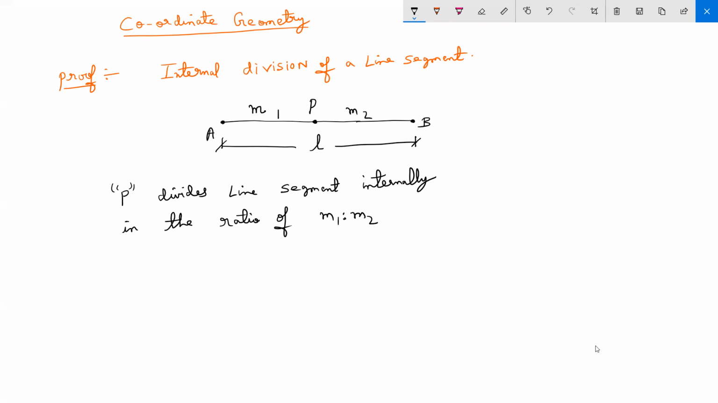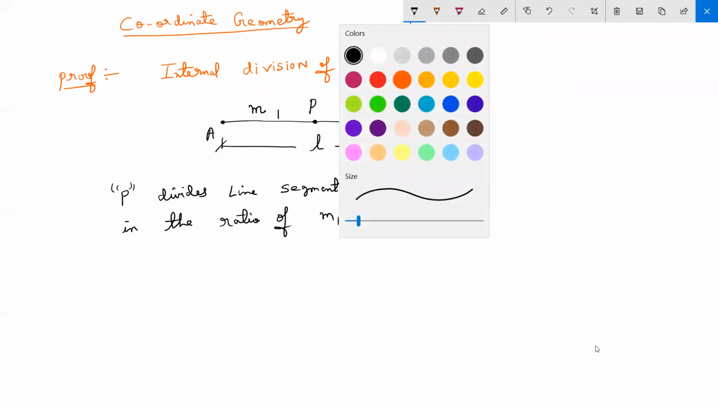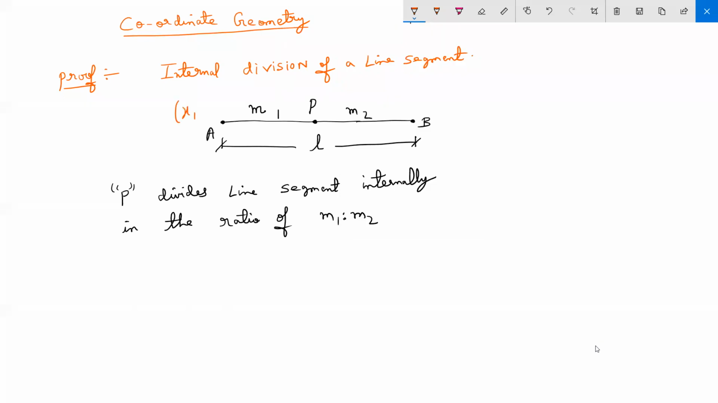Now the coordinates of point A are x1 and y1. The coordinates of point B are x2 and y2. Let x, y be the coordinates of point P. So if you know m1 and m2, x1, y1, x2, y2, you can find out the coordinates of point P by making use of this internal division. Is it clear?